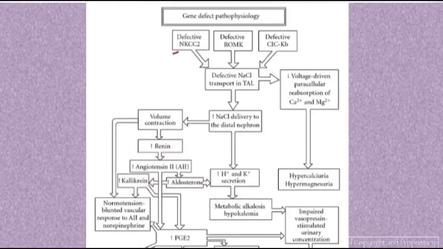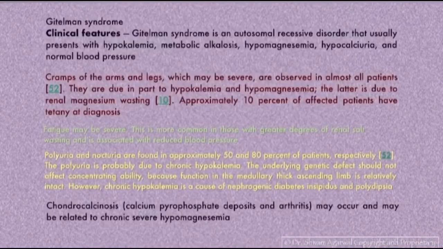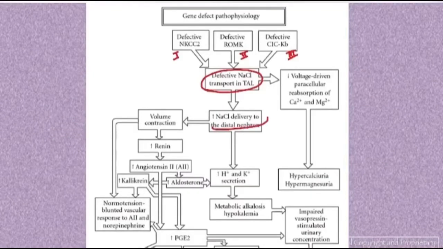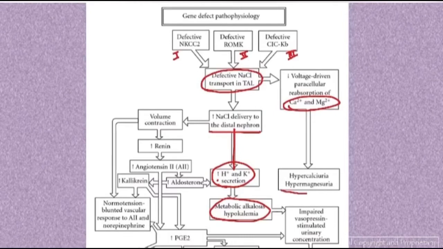What we talked about is this is type 1 Bartters, this is type 2 Bartters, and this is type 3 Bartters. A defective sodium chloride transport in the thick ascending limb will lead to increased sodium chloride delivery to the distal nephron. Okay, when there is an increased delivery to the distal nephron, what happens is increased potassium and hydrogen secretion lead to hypokalemia and metabolic alkalosis. Decreased voltage driven paracellular reabsorption of calcium and magnesium, hypercalciuria and hypermagnesiuria, and decreased serum calcium and decreased serum magnesium.